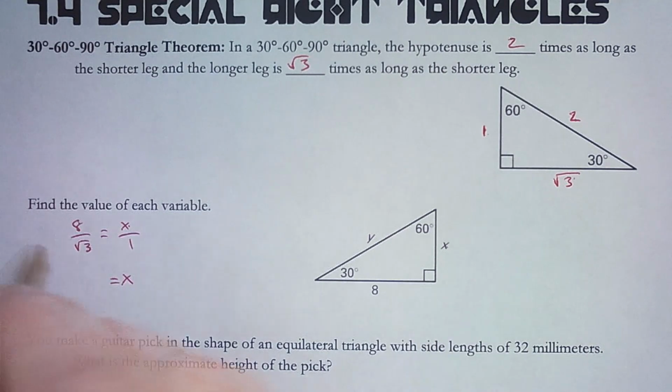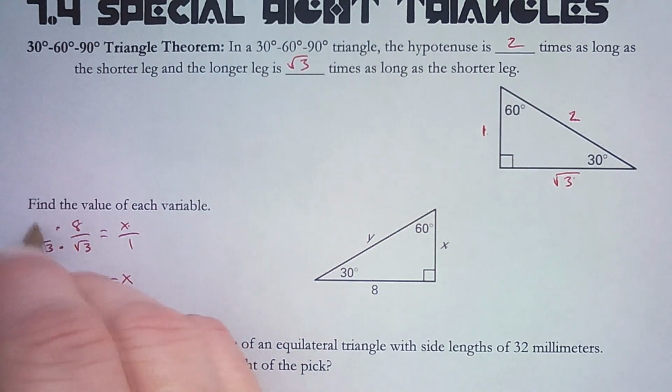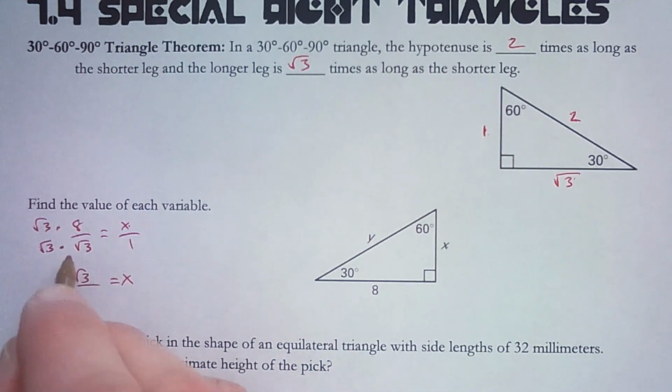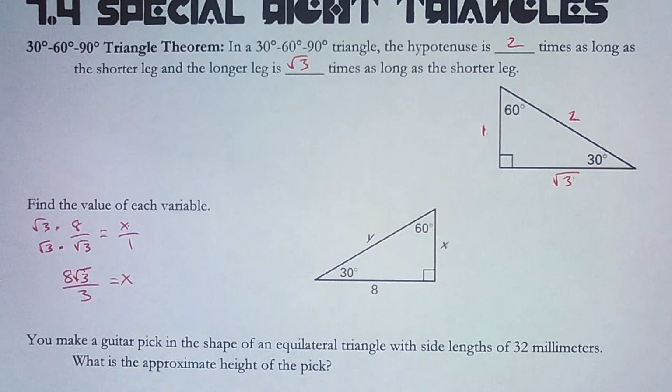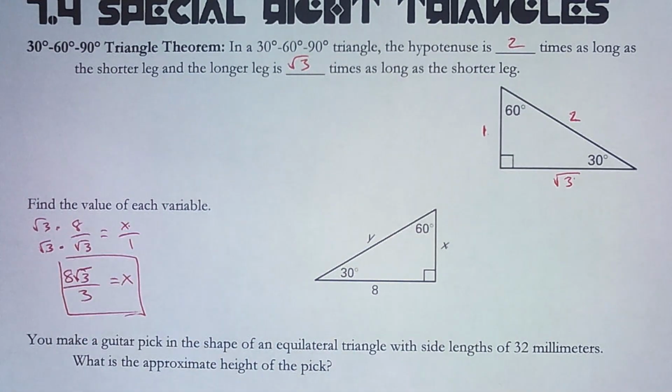Now, to simplify this, we multiply the square root of 3 on top and bottom. So we get 8 times the square root of 3 over, and then the square root of 3 times the square root of 3 is the square root of 9, which is 3. 3 does not go evenly into 8, so that will be our final answer.